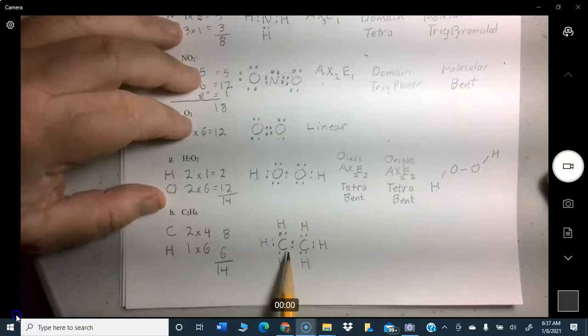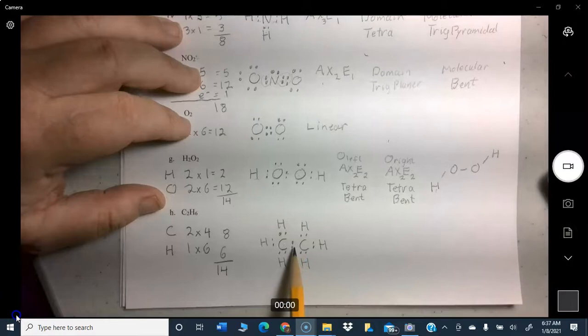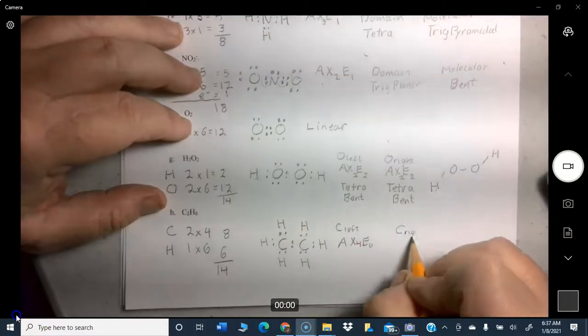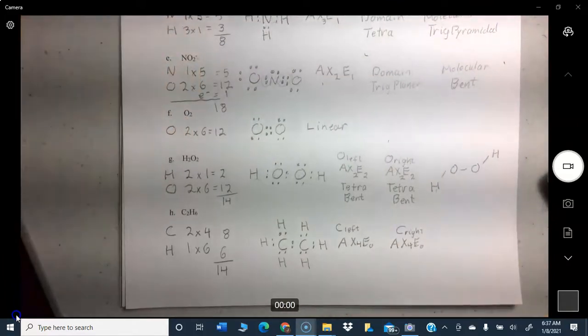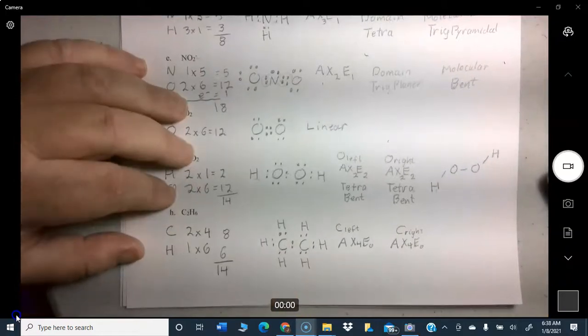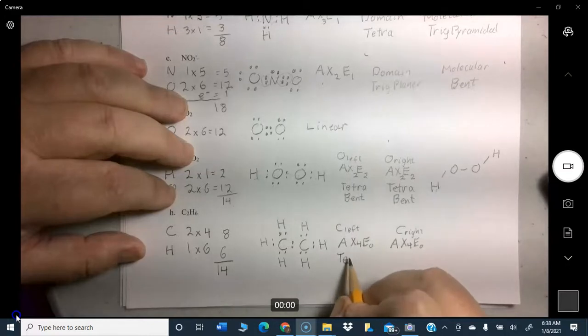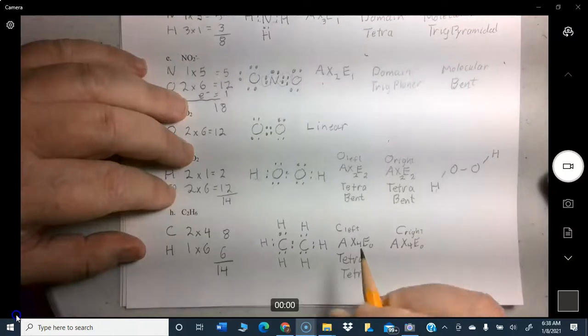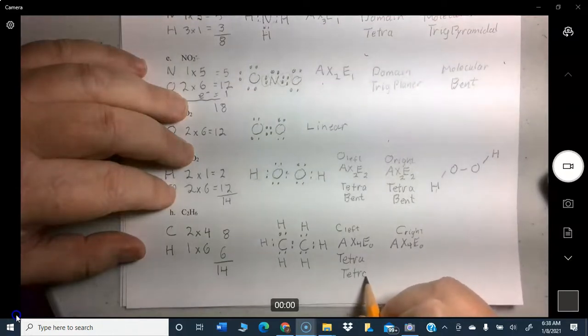So again, you're going to have a situation where you have 2 different opportunities for this to bend, but between these 2 right here, this one is the carbon on the left, so they both have the same AX notation, both of these carbons. Okay, so that's going to be tetra and tetra. 4 electron domains, and all 4 are bonding domains. Same with this one.